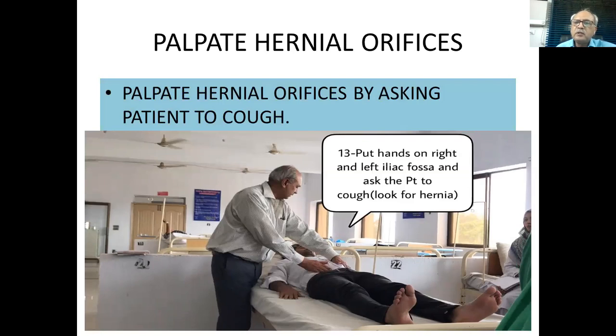After doing the fluid thrill, we place the palms of both our hands on the superficial inguinal ring and ask the patient to cough. If the patient has an inguinal hernia on the right side or the left side or both, you will be able to palpate the cough impulse on one of your palms. This is how hernial orifices are palpated.